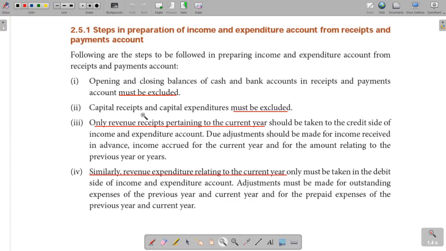Welcome to accountancy class. This is unit 2 in which we are going to see preparation of income and expenditure account. This income and expenditure account is prepared from the receipts and payment account. So we are going to see what are the various steps which we have to follow.